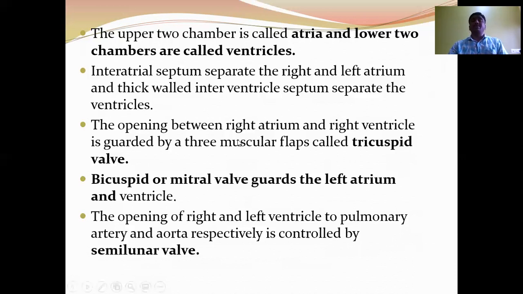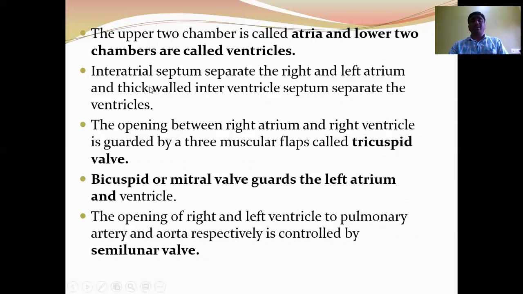During fetal stage, the interatrial septum has an opening called foramen ovale, which is the passage of blood from the right atrium to the left atrium. Soon after birth, that opening closes and it is represented by a small depression called fossa ovalis. Even after birth, if it does not close, then it is called patent foramen ovale.